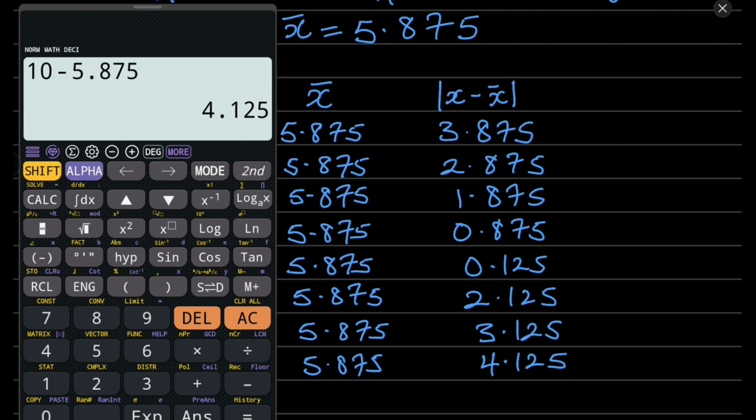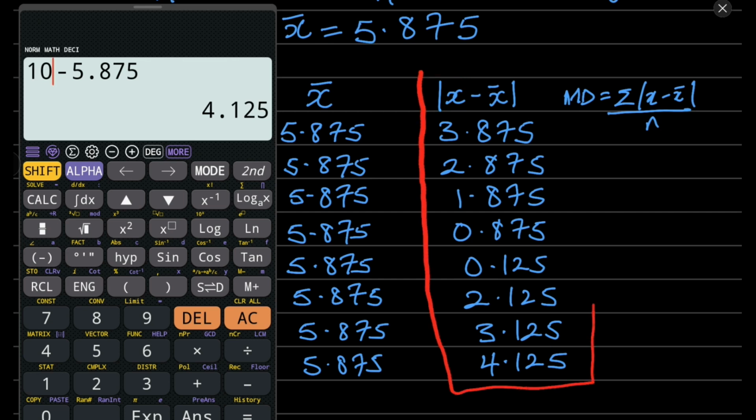Alright, let's move on. Let me remind you of the formula. The formula says that MD is the summation of all the deviations, that is x minus x bar, all over n. So we found all the deviations, all the absolute deviations. We call this the absolute deviation, x minus x bar. We call it the deviations of the x values from the mean. You can see x minus the mean, the deviations of the x values from the mean. So we found all the absolute deviations.